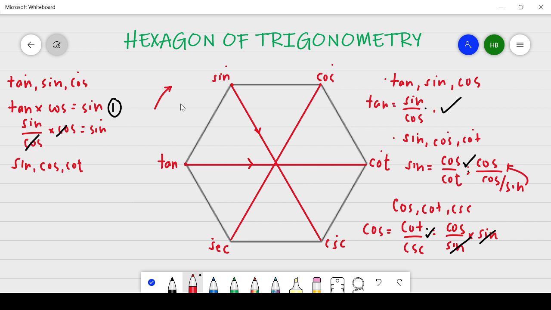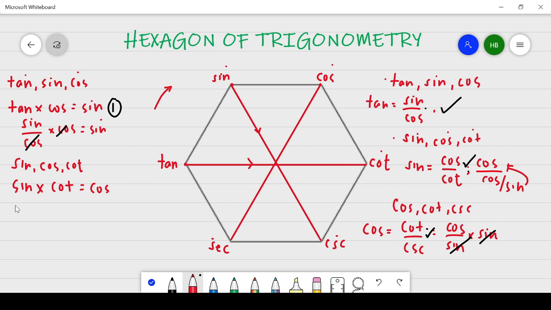So, sine naman tayo, of course, the three consecutive functions are sine, cosine, and cotangent. Again, the product of the first and third function will be your second function. Ang sabi, sine times cotangent daw is equal to cosine. So, we're going to prove this if it is true.